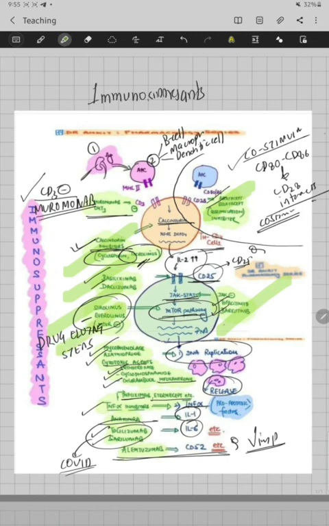Then we have DNA replication inhibitors in the form of mycophenolate mofetil, azathioprine, and cytotoxic agents like methotrexate, cyclophosphamide, and chlorambucil. We have TNF-alpha inhibitors, including infliximab and etanercept, anakinra as an interleukin 1 inhibitor, tocilizumab and sarilumab, and alemtuzumab. We're done.